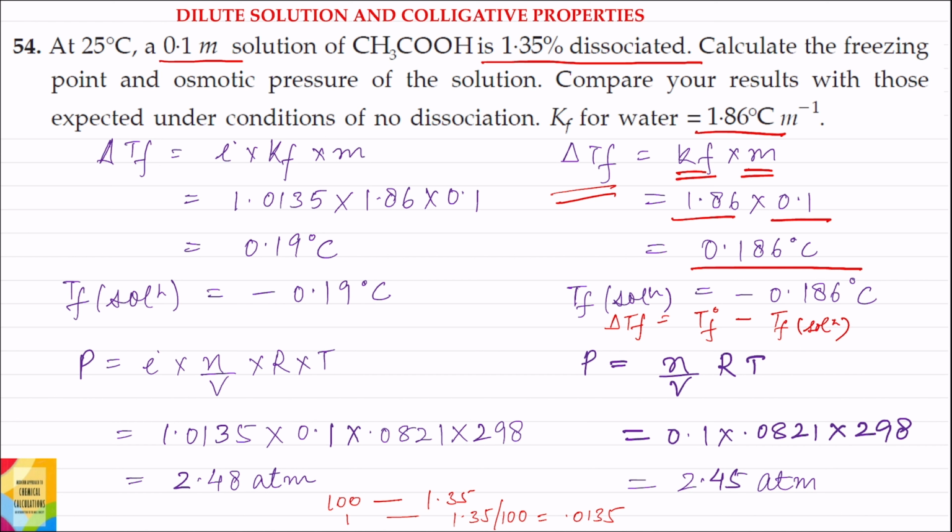Now we know the value of depression in freezing point. Solvent is water, so freezing point of pure solvent is 0 degree centigrade. Putting the values and solving, freezing point of the solution will be equal to minus 0.186 degree centigrade.